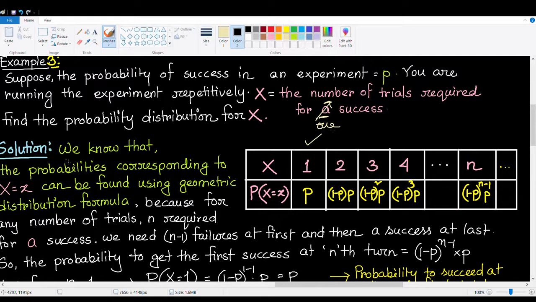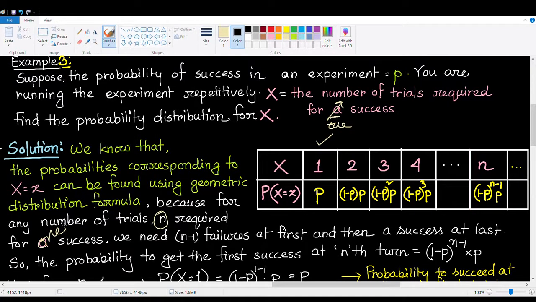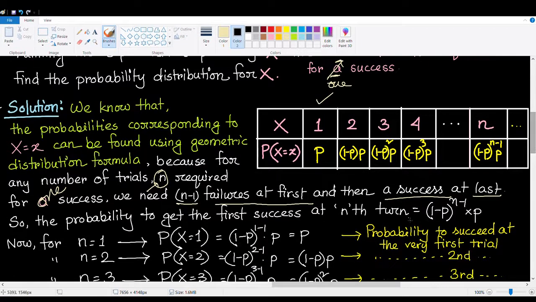Well, so we know that the probabilities corresponding to X can be found using the geometric distribution formula, because for any number of trials, say it's n, required for one success, we need n minus 1 failures at first and then a success at last. So the probability to get the first success at nth turn equals (1 minus p) to the power n minus 1. These are contributed from n minus 1 failed trials, and then the final p comes from the success.